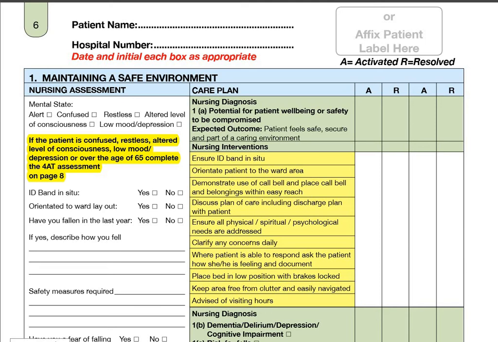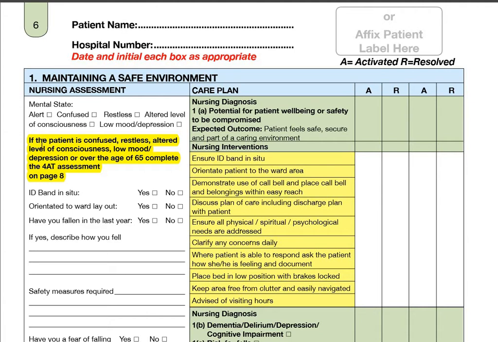This is an explanation of how to use maintaining a safe environment assessment and care plan within the document. So we look at the nursing assessment first. The patient's mental state: are they alert, confused, restless, altered level of consciousness, low mood or depression? So you tick whichever apply.